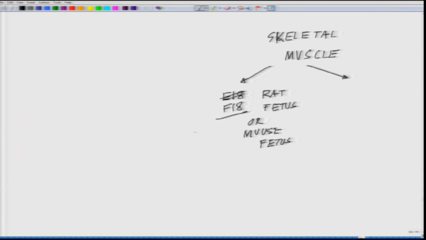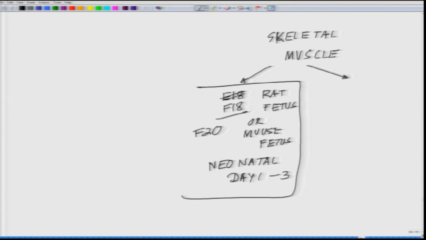Mostly, skeletal muscle could be cultured from two different sources. One source is your E18, sorry, F18 rat fetus or mouse fetus. It could be F18, it could be F20, or it could be a neonatal, which is day 1 to day 3. It should not exceed that, because it is really challenging to isolate the tissues and dissociate them.